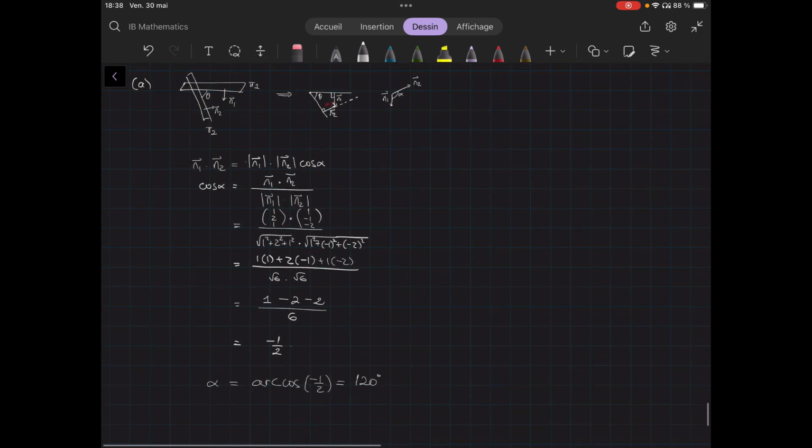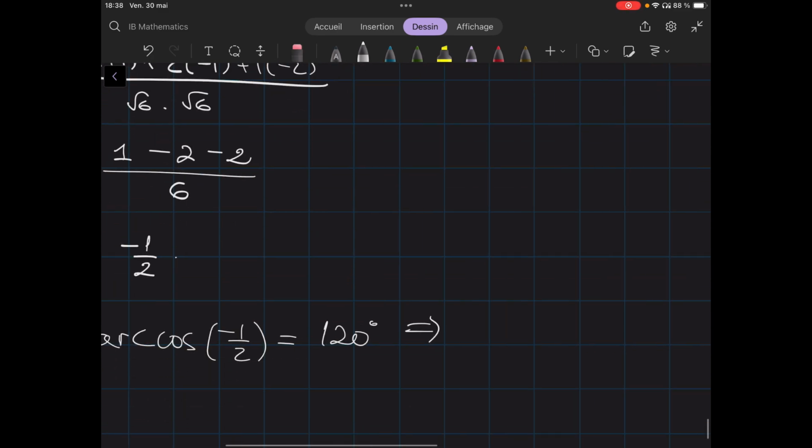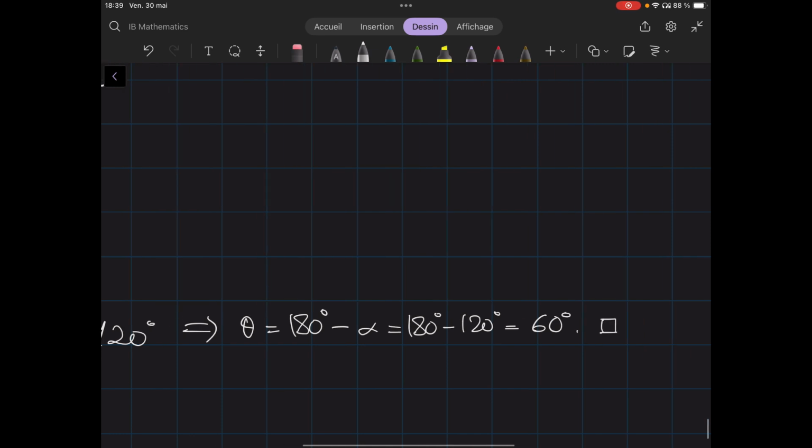But if we go back to the diagram, we can see that theta and alpha will add up to 180. Therefore, theta is 180 minus alpha, or 180 minus 120, or 60 degrees. End of part A.